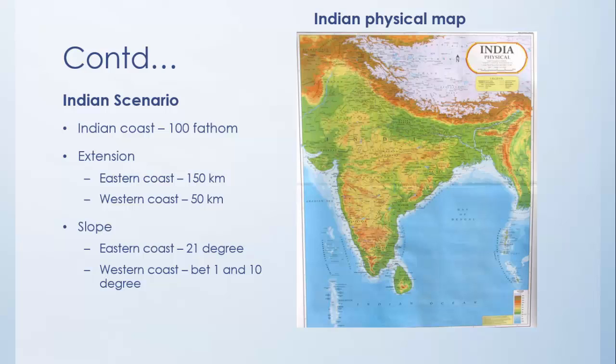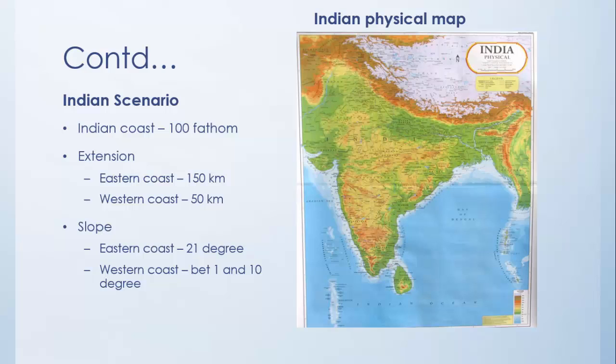Then the western coast is about 550 kilometers, so many ports are present along the western coast. On the eastern coast, there are only Tuticorin, Chennai, Vishakhapatnam, Kolkata, Paradip, etc. These are some of the ports which are present along the continental shelves.